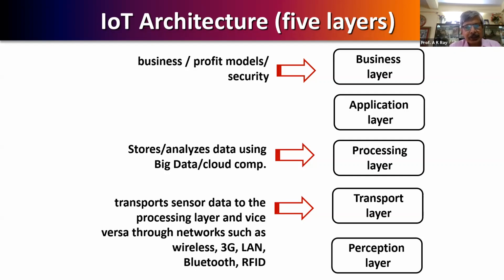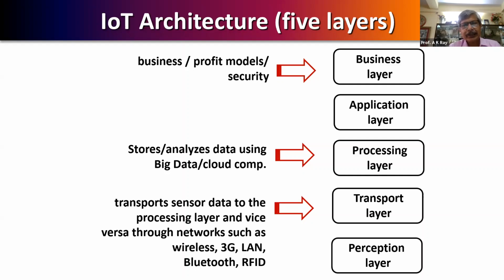So this is the layer which transports sensor data to the processing layer, and vice versa, such as through wireless, through 3G or 4G LAN, Bluetooth, RFID, whatever it is, any kind of wireless media. So it will be sent to the processing layer. And in the processing layer, you can store the data, you can do the analytics. The processing layer can be in the edge processor, it can be in the cloud, wherever it is. So this layer is known as the processing layer.